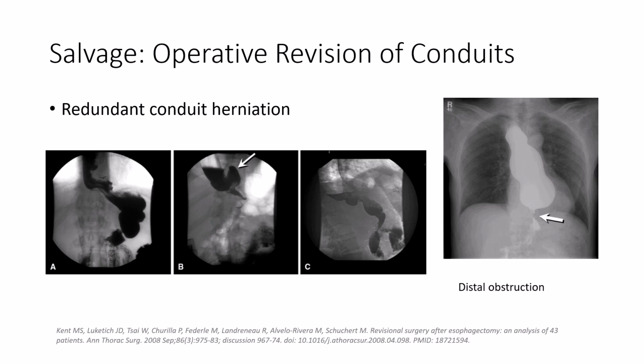Operative revision of conduits can sometimes be required for reducing a redundant conduit herniation, as is widely published in the Lukatich series. In this particular case, the patient had distal obstruction and required release of the diaphragm, reduction of a redundant gastric conduit, and sometimes requires untwisting, straightening, narrowing, or plication.